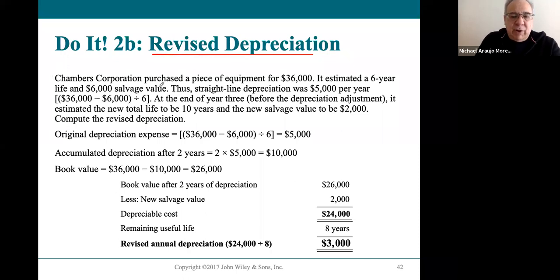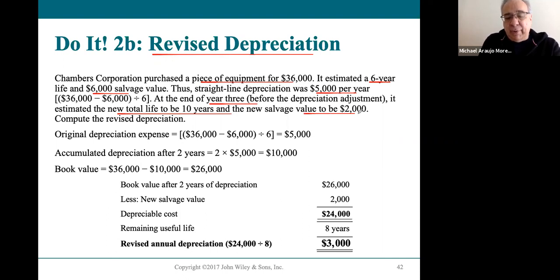So here we have a corporation who bought a piece of equipment for $36,000 that they were going to use for 6 years, and they estimated that the salvage value would be $6,000. Thus, $36,000 cost minus $6,000 salvage value is $30,000 of depreciation. Divided by 6 years, $5,000 a year for 6 years. However, at the end of the third year, it estimated that the useful life is actually 10 years, and the salvage value is actually now $2,000.